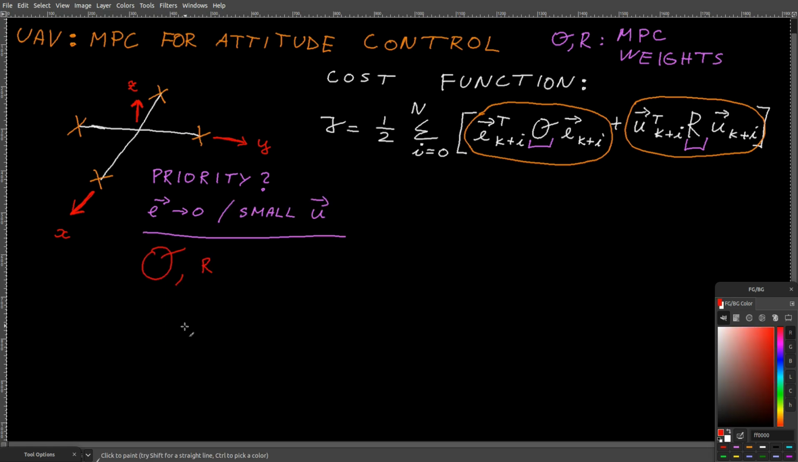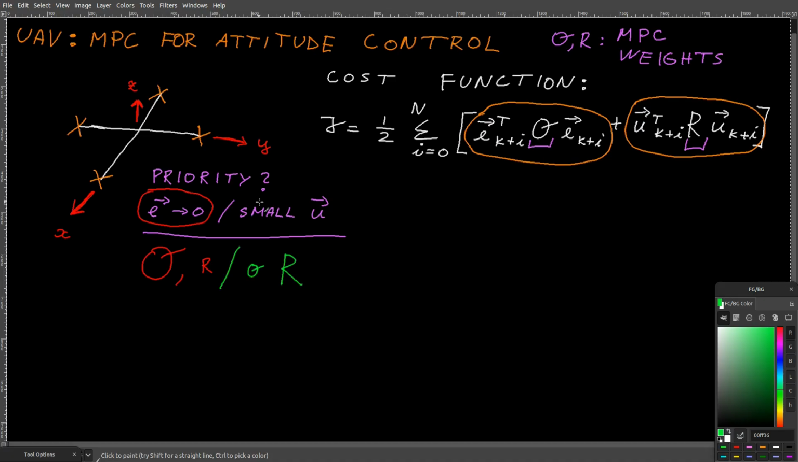Higher values in the Q compared to the R matrix means that you're allowing your control actions to act with more freedom in order to drive the error to zero faster. You are penalizing large errors more.